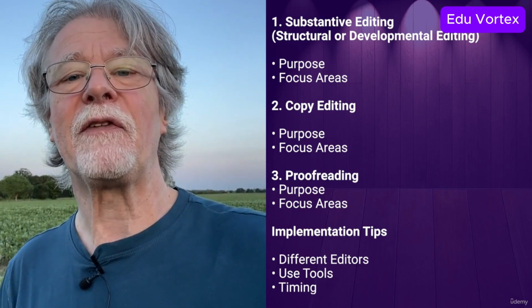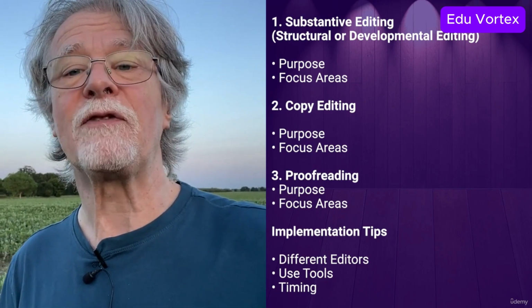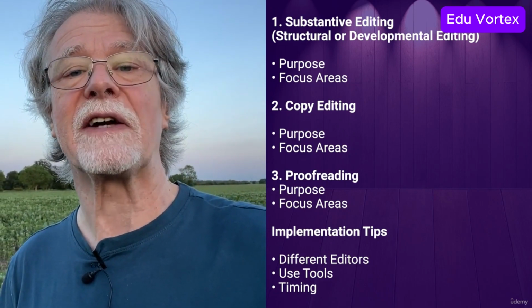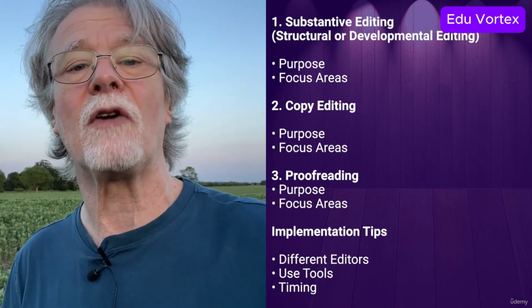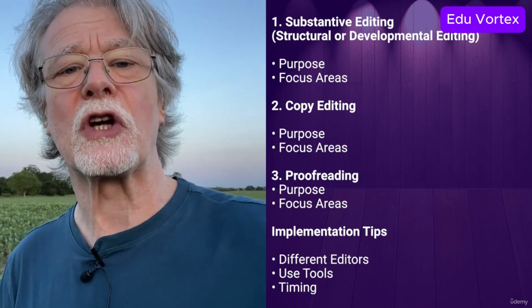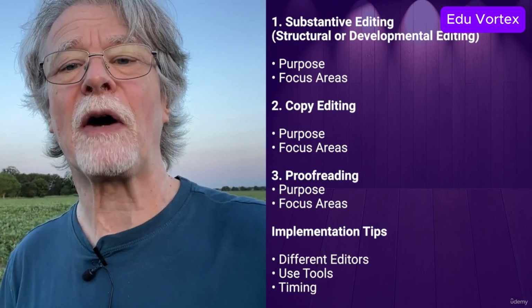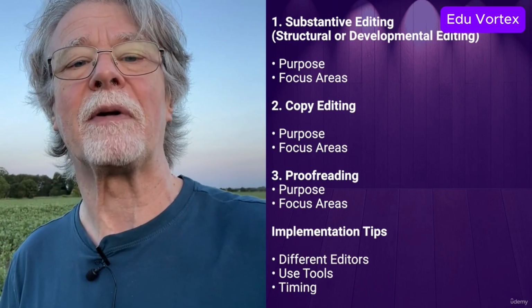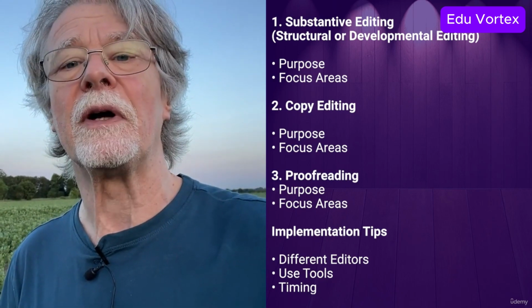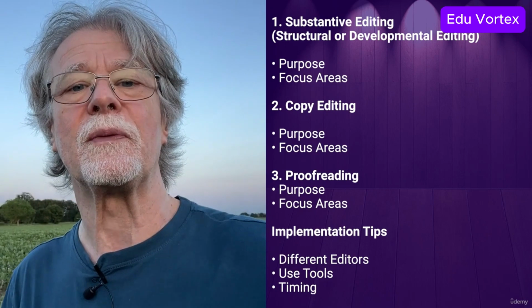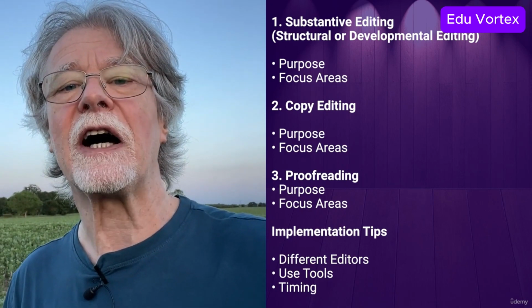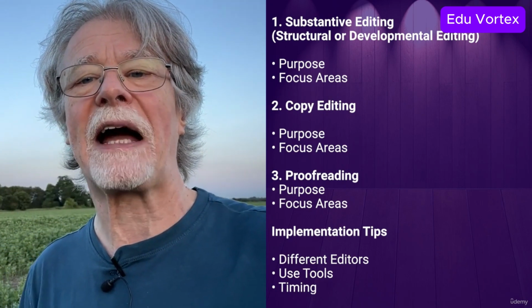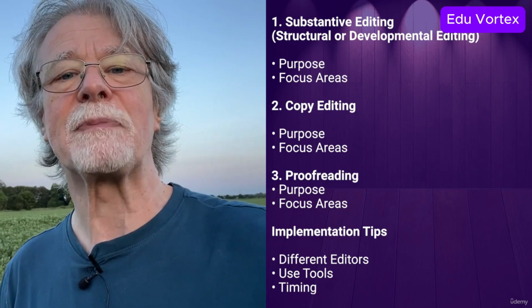Implementation tips. Different editors: it can be beneficial to have different people perform each stage of editing. Fresh eyes can catch errors that might have been overlooked. Use tools. Utilize grammar and spell check tools as a preliminary step, but don't rely solely on them. Human judgment is crucial. Timing. Allow time between each editing stage to come back to the text with fresh perspectives.